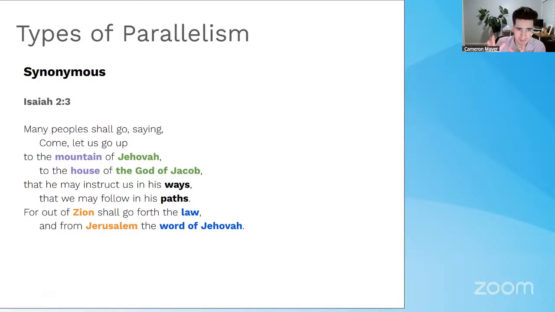So, for example, from this verse, you could get an idea, okay, the mountain of Jehovah is the same thing as the house of the God of Jacob. So mountain and house, there's a relationship there symbolically. Jehovah and the God of Jacob, right? Those are synonymous. And so when those get used in other contexts, you can start to think about, all right, what's similar about these things, right? What's similar about a mountain and a house?